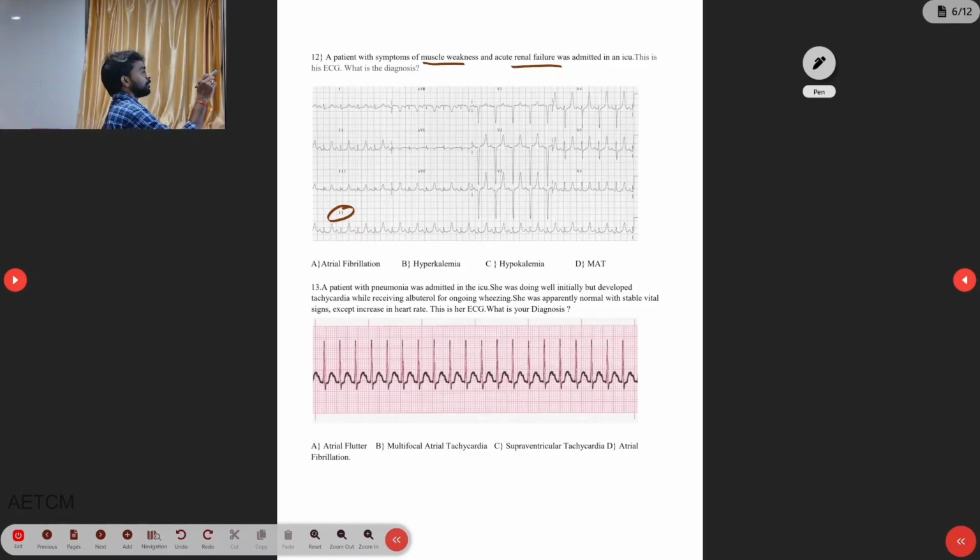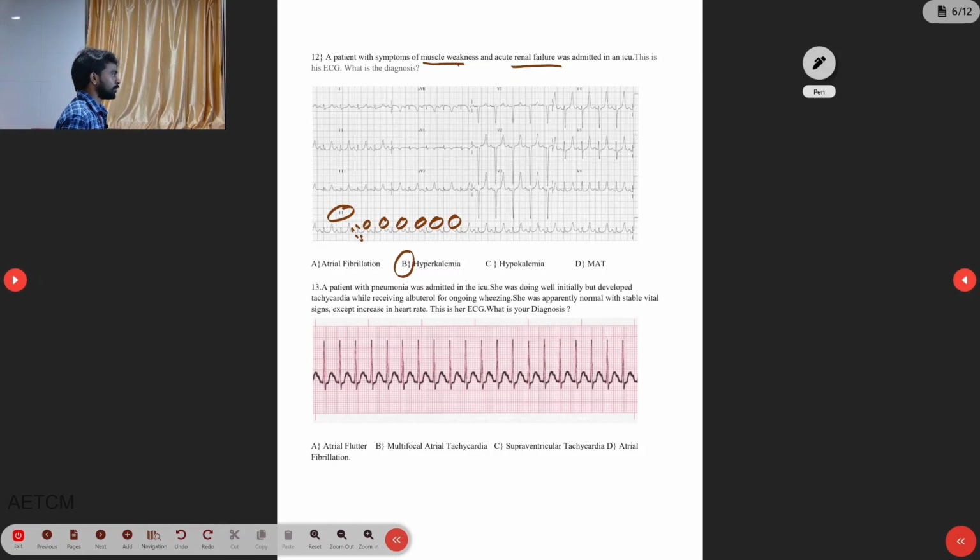You can see here universal tall T waves. So P wave, Q, R, S, T. See in each and everywhere you can see universal tall T waves, which is an indication of hyperkalemia. If you find universal tall T waves in an ECG, that is an indication of hyperkalemia, and already the patient is having the symptoms of muscle weakness and renal failure. So our diagnosis is hyperkalemia. So the 12th question answer is B, that is hyperkalemia.